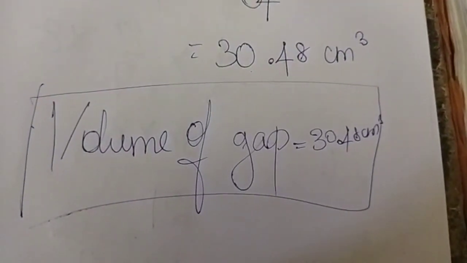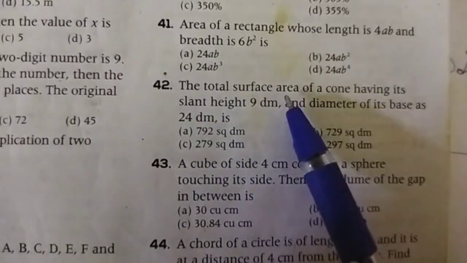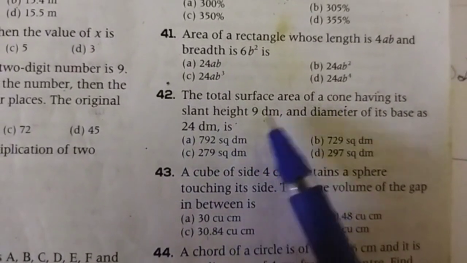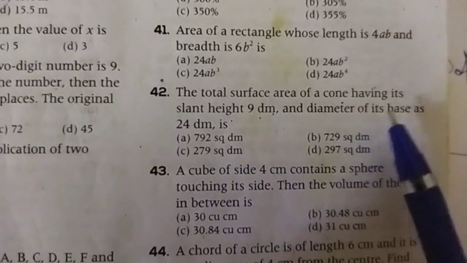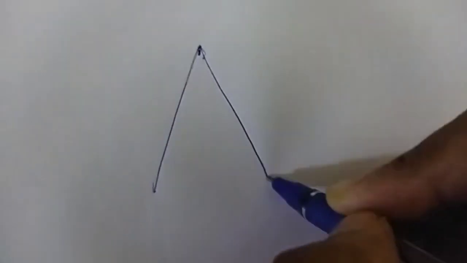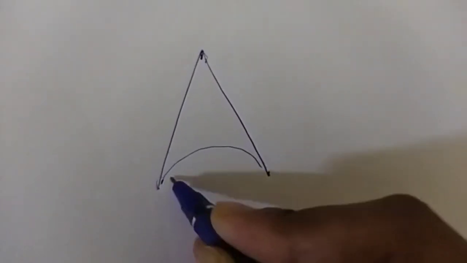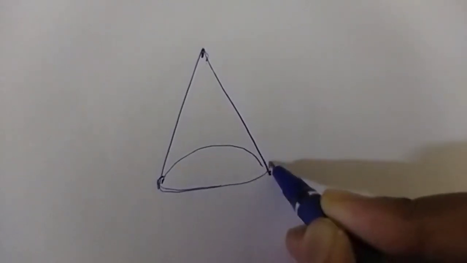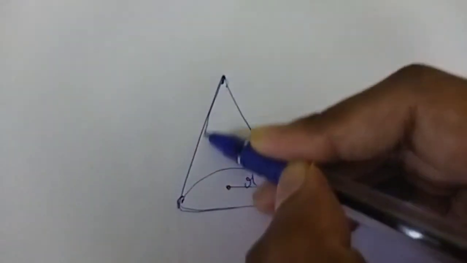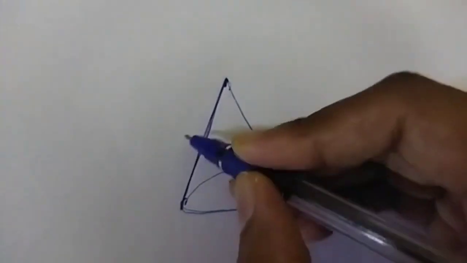Let's go to the next sum. Next, the total surface area of a cone having its slant height 9 decimeter and diameter of its base as 24 decimeter is. So let's take a cone. If we take this as a cone, let me take radius of the base as r and the length of the slant line as L.